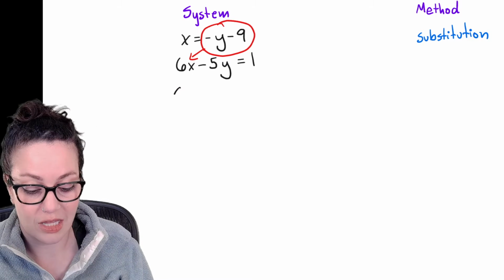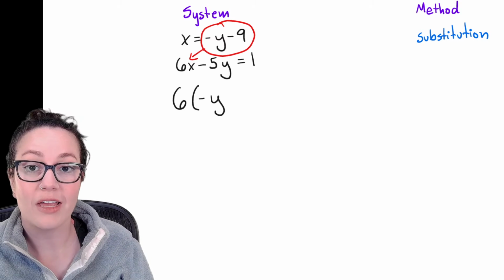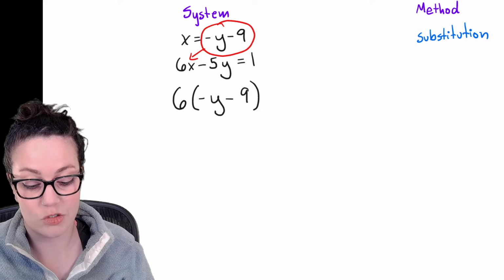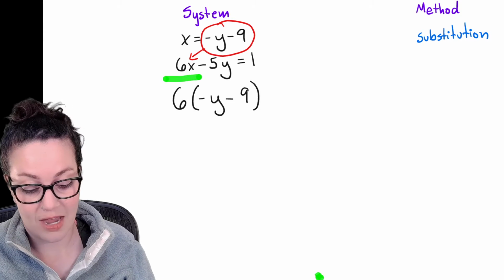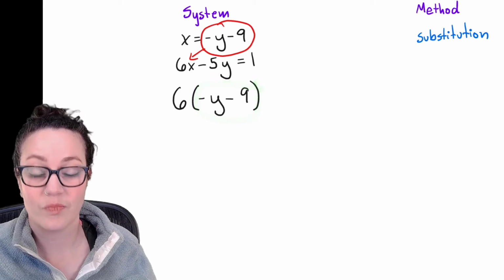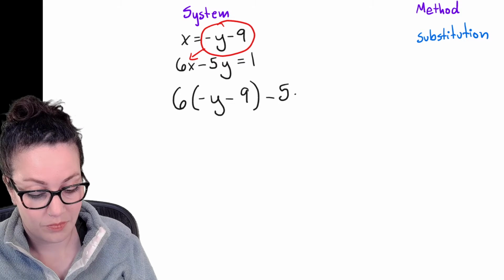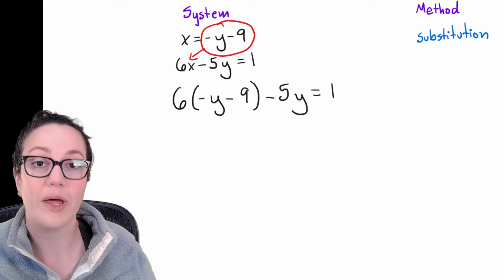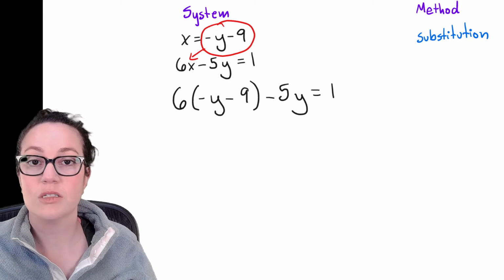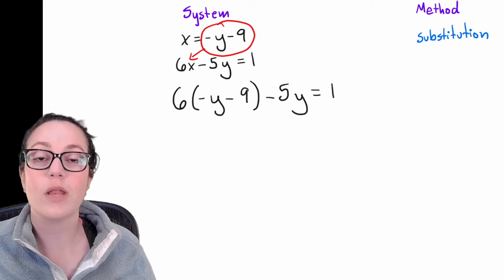So it looks like 6 times the quantity, -y minus 9, and we're going to close parentheses because this just said 6x, and now this is taking the place of x. We're substituting it in for x. The rest of the equation stays the same. -5y is equal to 1. Now, we're just going to follow order of operations, use our equation solving skills, and isolate one positive y.